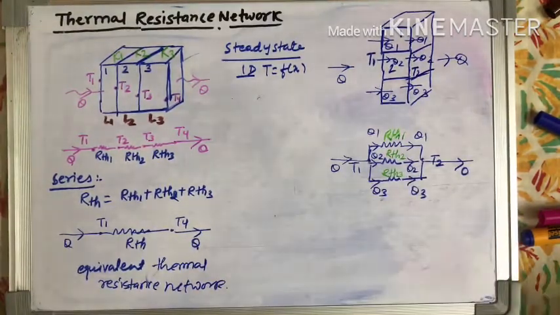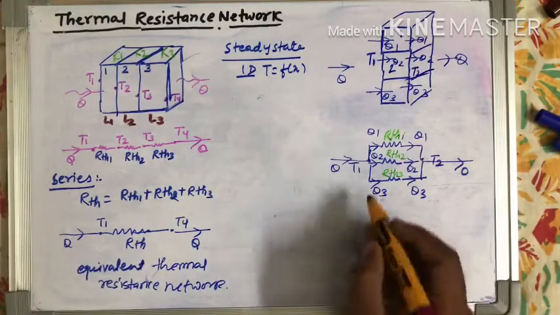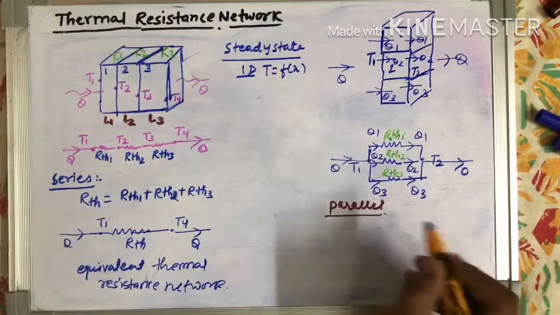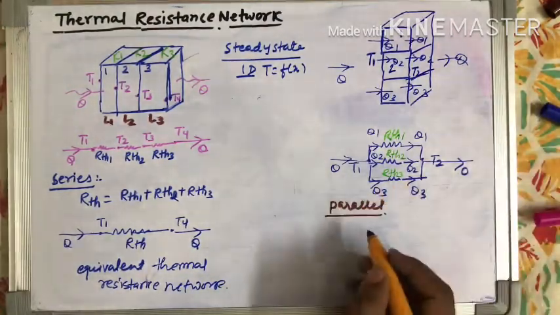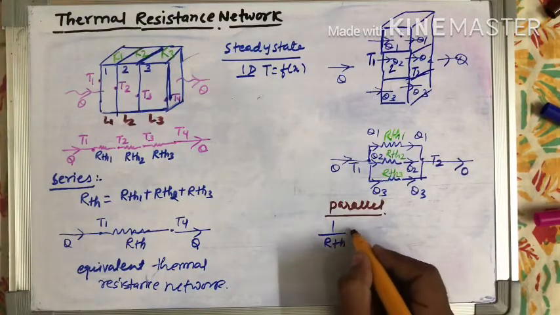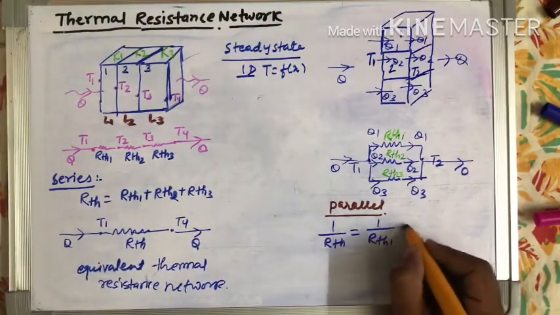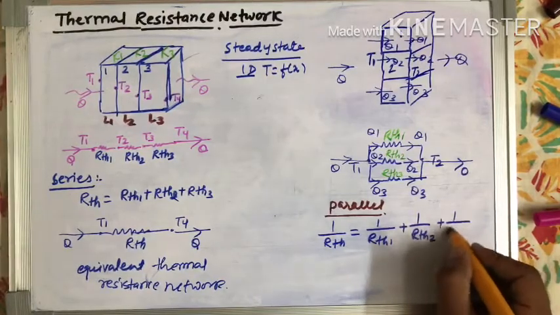Now you can see from the simple diagram that it is arranged in parallel. Now, how do we solve this network which is arranged in parallel? We can solve it like this: 1 over equivalent RTH is equal to 1 upon RTH1 plus 1 upon RTH2 plus 1 upon RTH3.